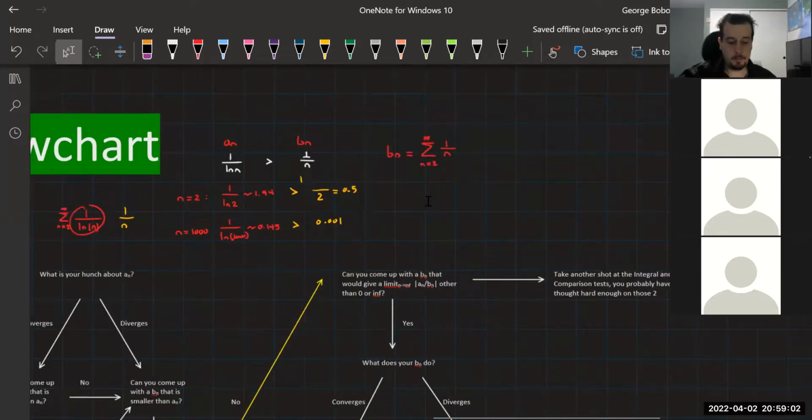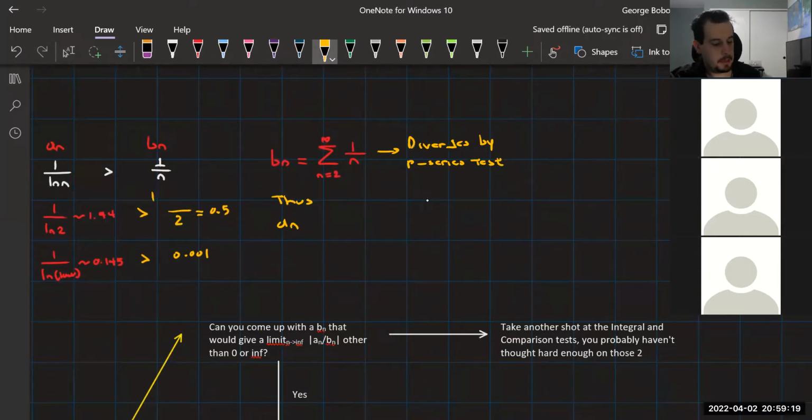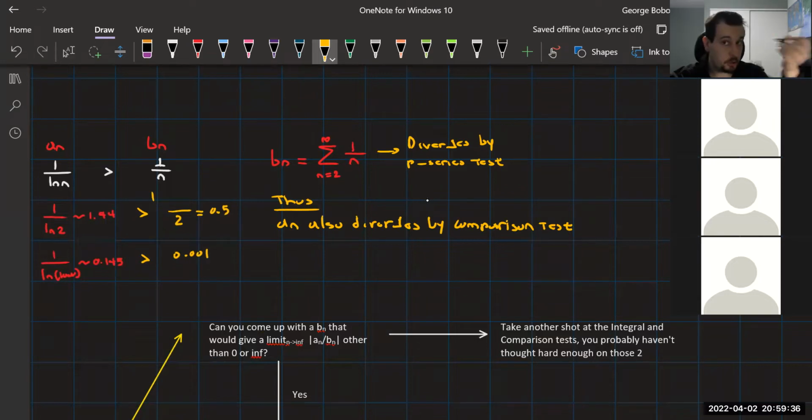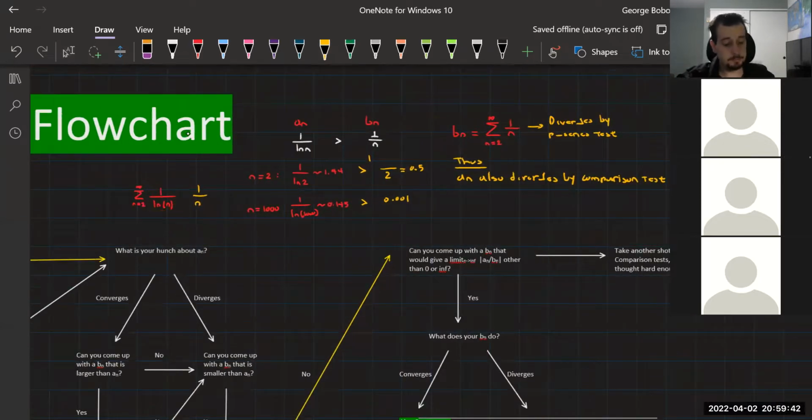So by the p-series test, I'm going to say here it diverges by the p-series test. Therefore, an also diverges, but not by the p-series test, by the comparison test. That's what we did right now. We compared it to another series that is smaller, and we saw that the smaller series diverges. Therefore, the larger series will diverge as well. That's your work, and you are done.